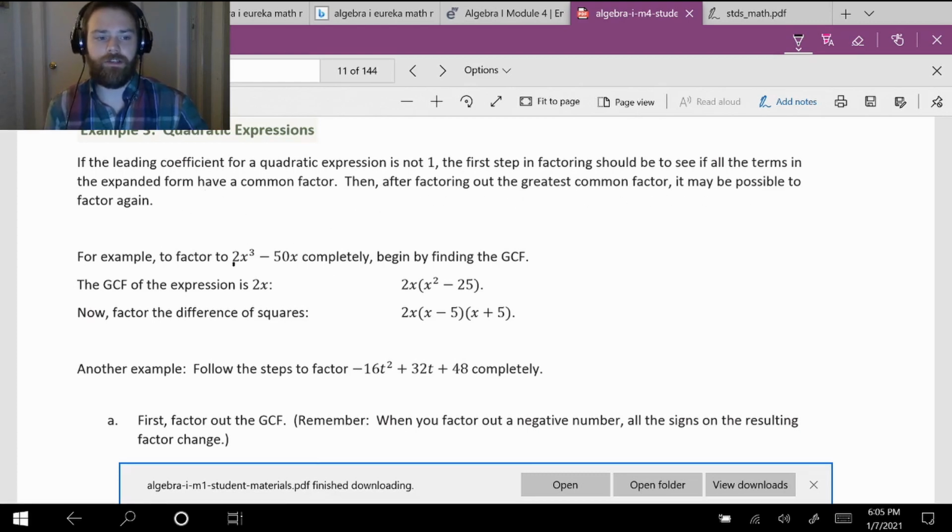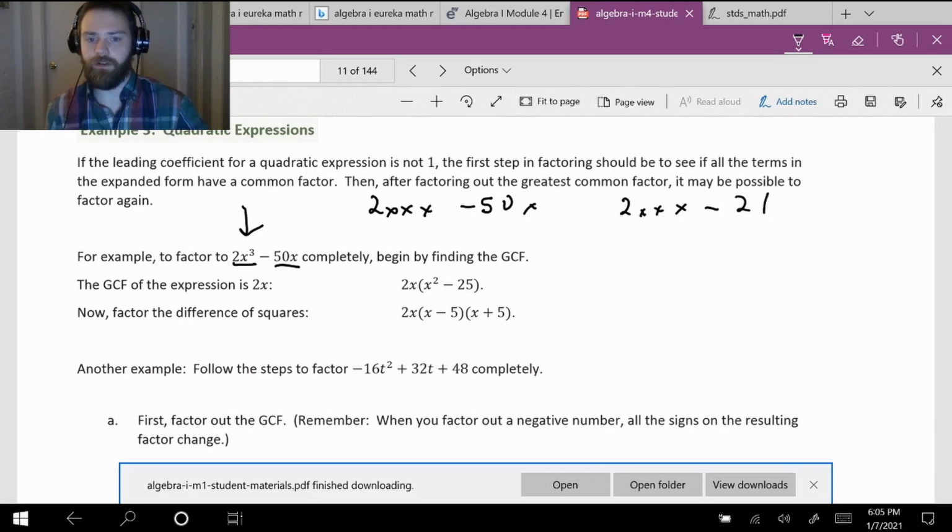So in this case, 2x cubed minus 50x. So you haven't seen x cubed yet, but remember we talked about something similar to this. I have 2 and 3 x's, and then negative 50 and x. So right, if I factor this further, I know that 50 is divisible by 2. Right, it's 2 times 25. And I've got x over here. So 2 matches, x matches, and then I can factor 2 out to the front and x out to the front.